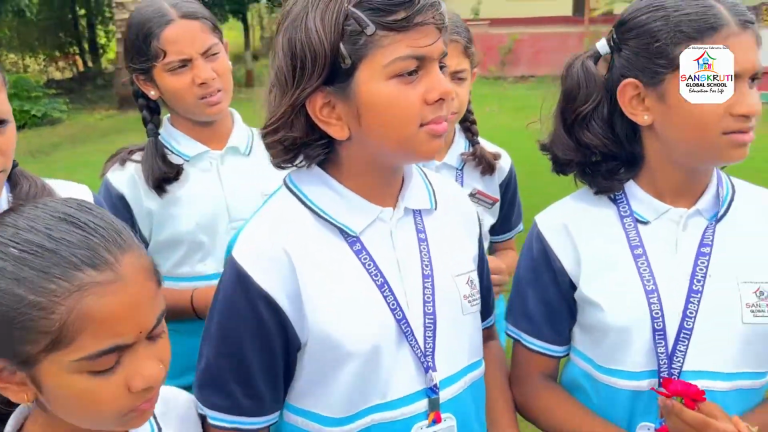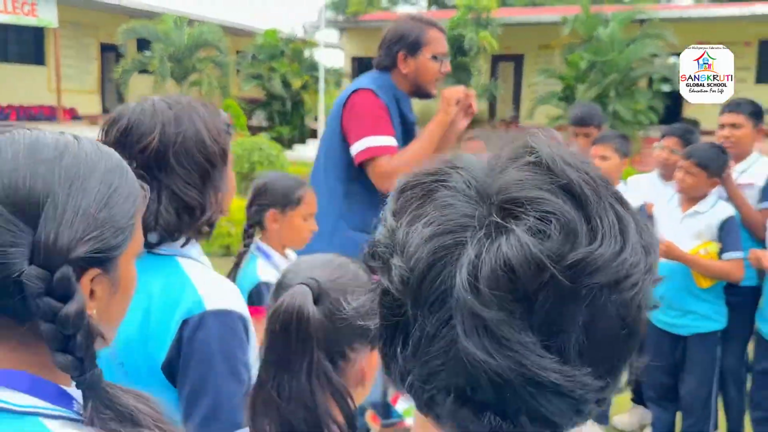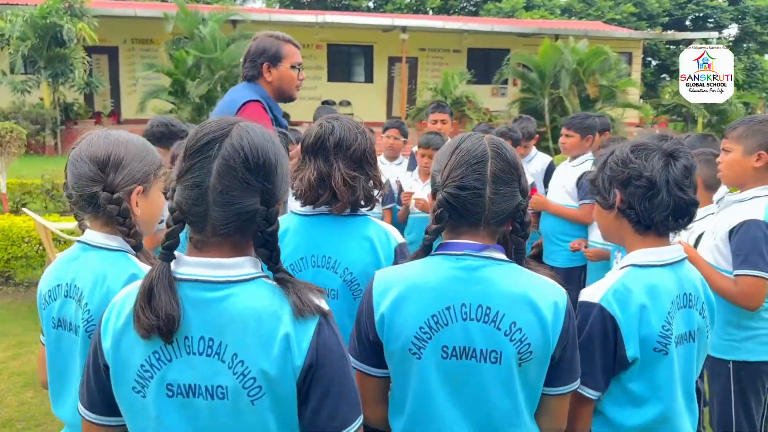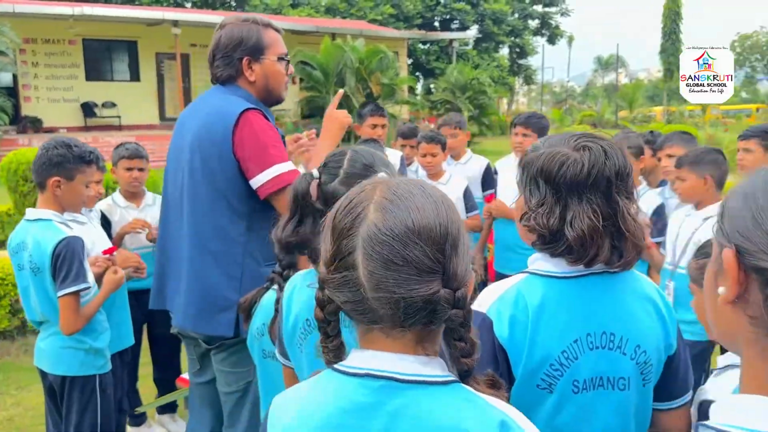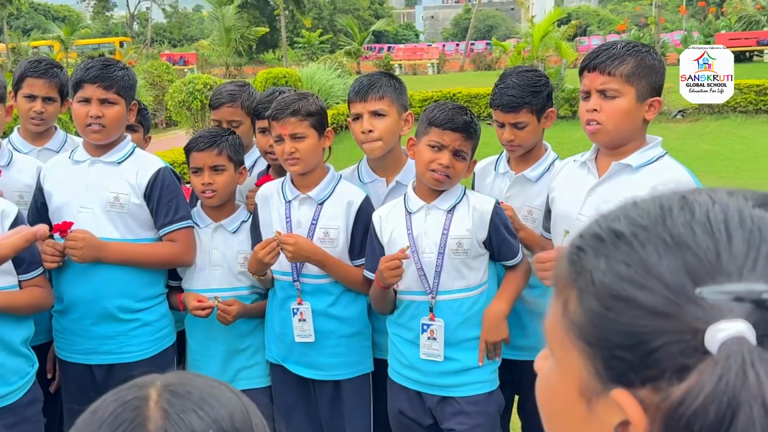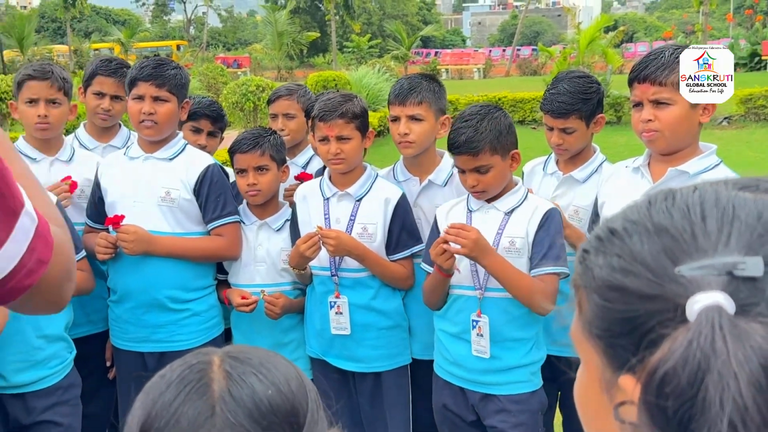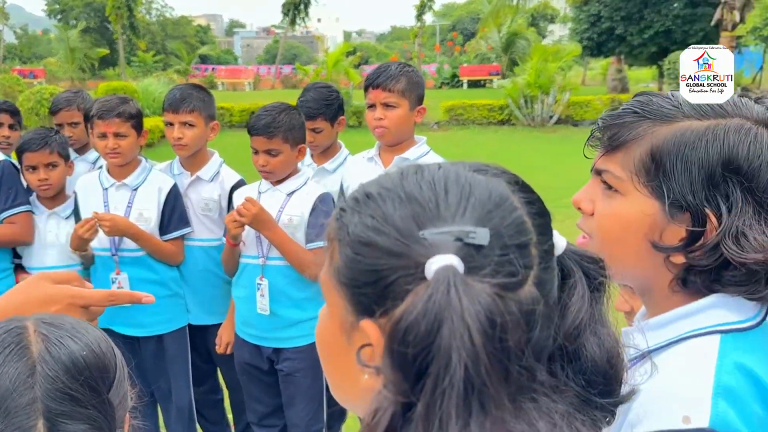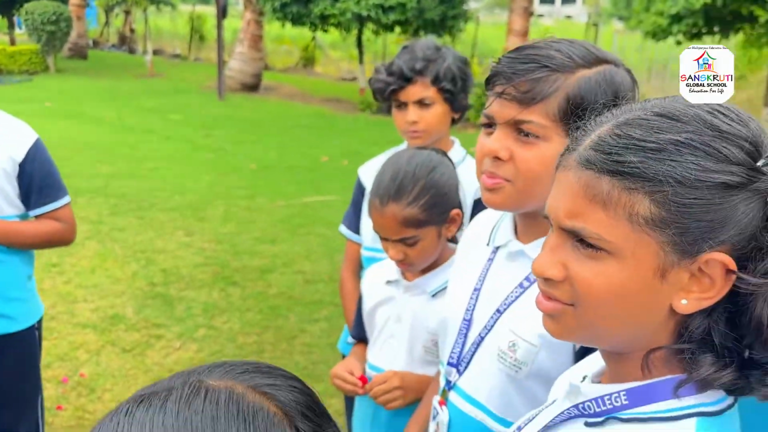On which part of the female reproductive part will the pollen grains lie? Very good, the pistil. But which part of the pistil? Stigma. Pollen grains will lie on the stigma. After that, they will go to the style, and after that to the ovary.